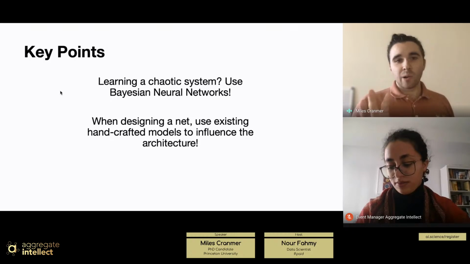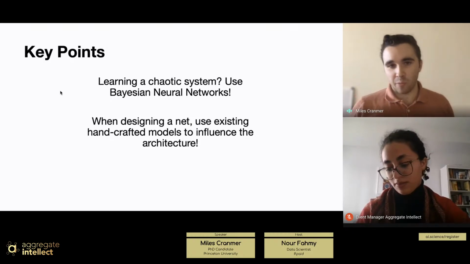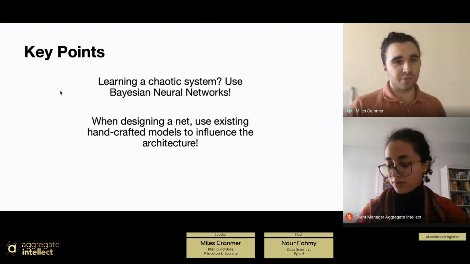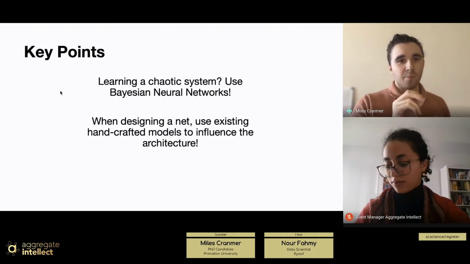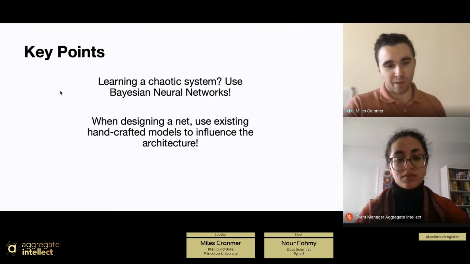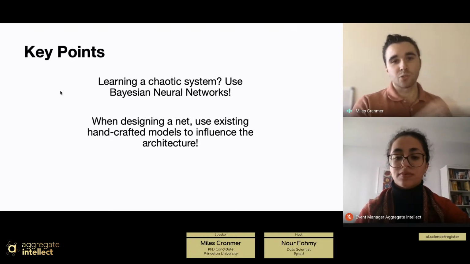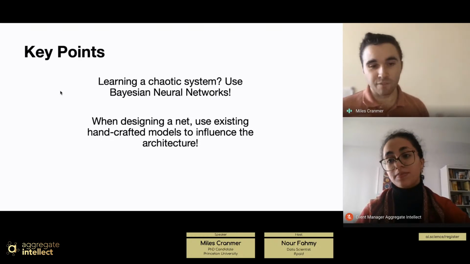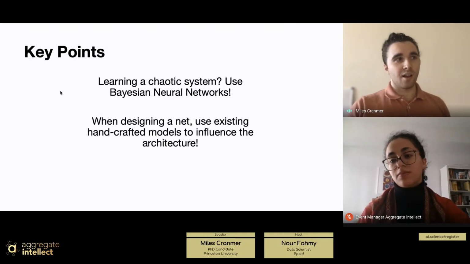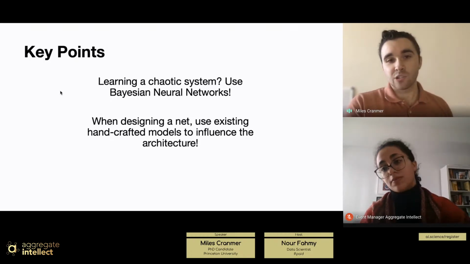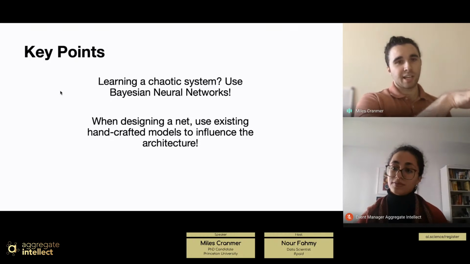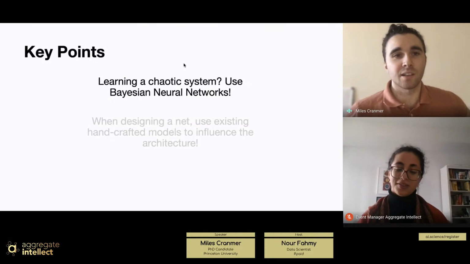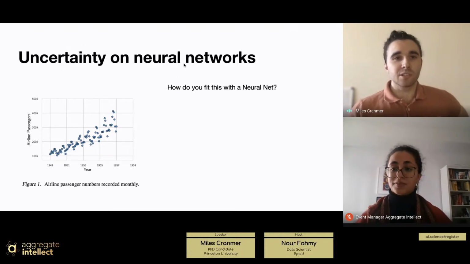The second point is, when you are designing a neural network, and I've experienced this so many times for different projects, it's really important to use handcrafted models for some specific problem. Use the same structure to influence the architecture of your model. A simple example is that a convolutional neural network is related to a handcrafted model for computer vision. So this is a point I'm going to emphasize. So let's talk about Bayesian neural networks first.